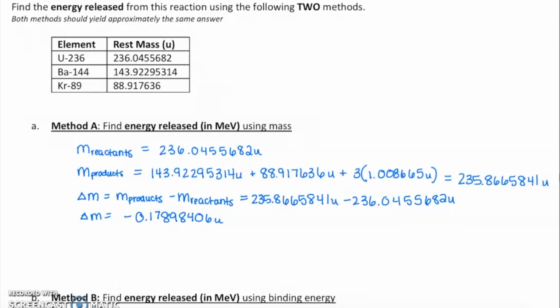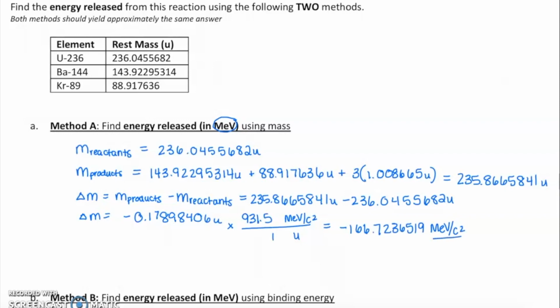Now I'm looking for energy released in mega electron volts. That tells me that I'm going to have to convert my mass into mega electron volts per c squared. So I'm going to use my data booklet for this conversion. And now I have my mass in very convenient units, mega electron volts per c squared.